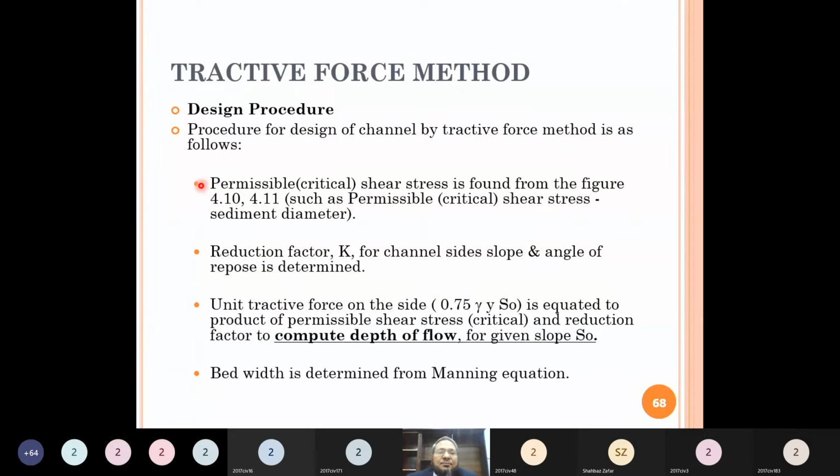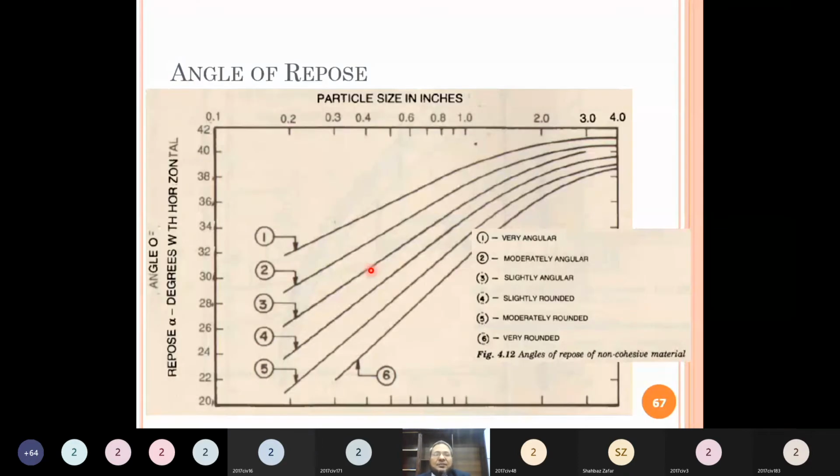Now what is the design procedure? What is the first step? Permissible या critical shear stress is found from the figure 4.10 and 4.11 depending on the material, है ना? अब वहां से आपने वो वैल्यू पिक कर ली. Then you will apply correction factors K for channel side slope and angle of repose is determined. Angle of repose that we can determine from this figure. This is the figure, actually number I have deleted, but anyway, this is the same book figure.